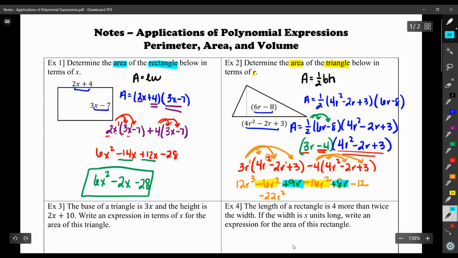9r and 8r are like terms, and those will add up to be 17r. The 12r to the third and the minus 12 do not have any like terms, so those will just drop down to the answer. So there's the area of this triangle in terms of r.